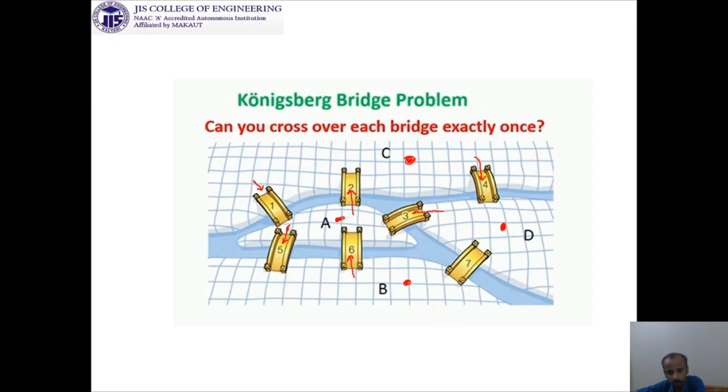If I use this one, then I am here. I can't use this one, this one, this one, this one. So I can't use this ultimately. Or instead of this, if you use this one, then you are here, but you can't go to this position because these two are already used. So you can't use this one. So what is the answer to this question, can you cross over each bridge exactly once? The answer is no. But what is the answer to this question in the global sense? The answer is graph theory, the birth of graph theory.